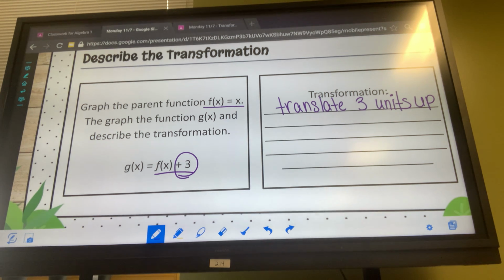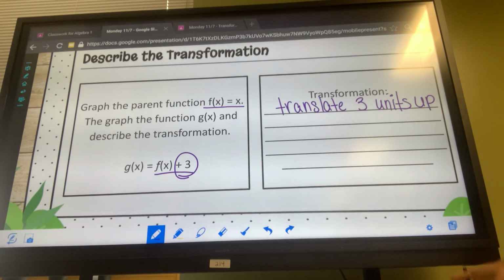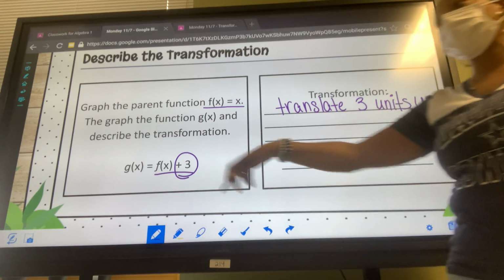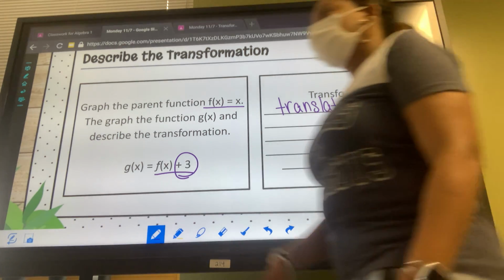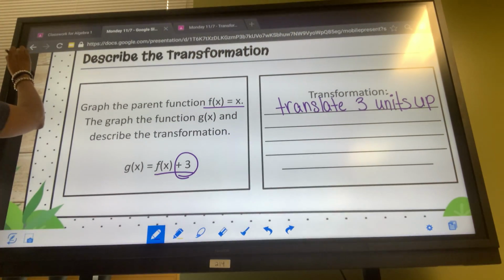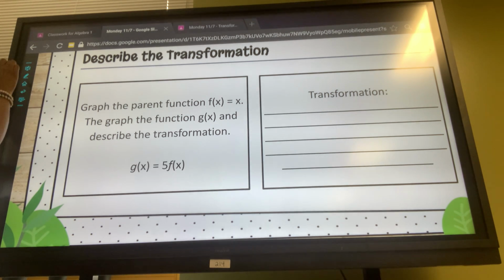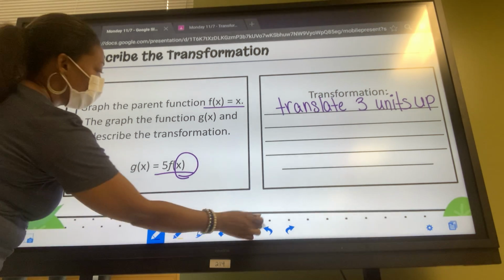Guys, these are the same questions. They're just asking it in a different way. We're really doing the same thing that we just did. It just looks a little different. This is 3 units up. That's what that says. Plus 3 units up. Questions? Any other questions? All right. Appreciate y'all asking and getting clarity.